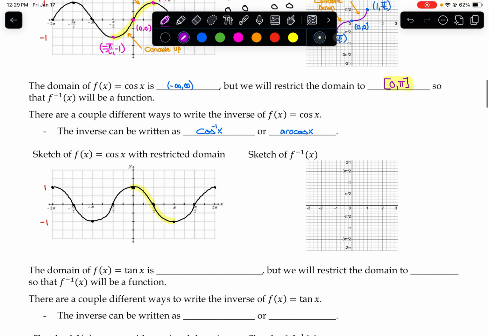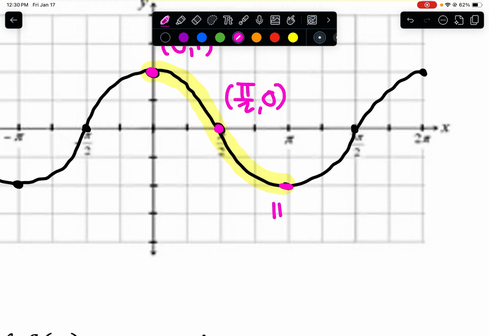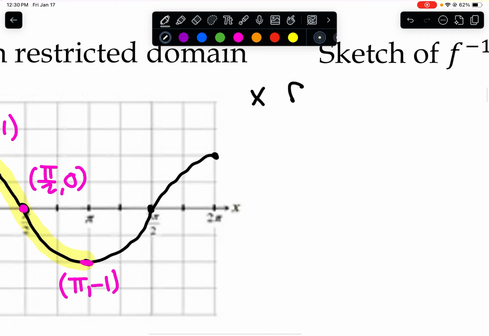All right, so the points that we're going to take: 0, 1, and then pi over 2, 0. And then we're going to take pi, -1. So once again, I'm going to go ahead and make my fancy little reference table.